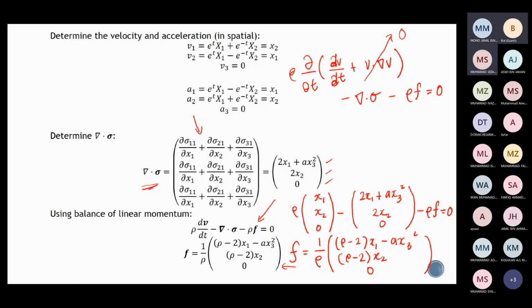Okay, so again, this is straightforward. You just need to be careful when calculating del dot stress and calculating the velocity and acceleration. And when you want to find the force, just make sure you calculate it correctly.